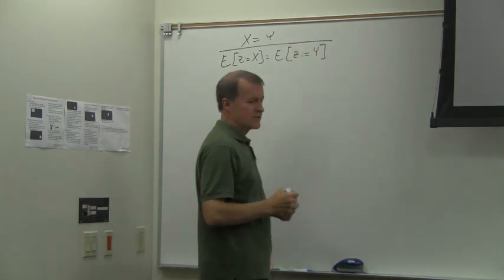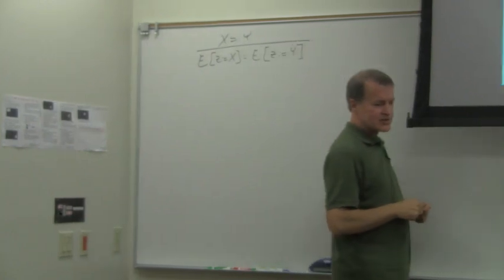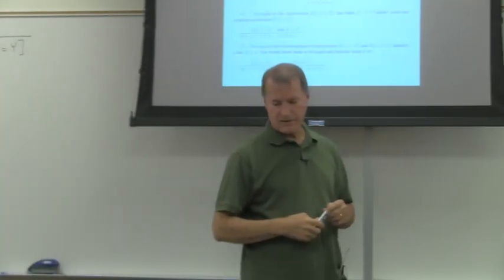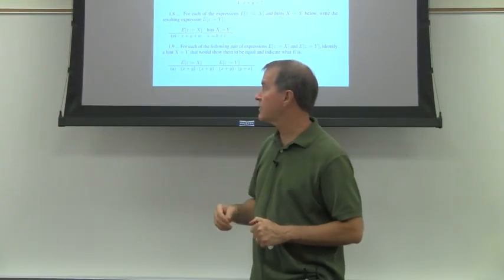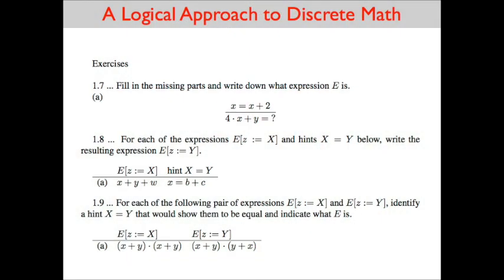Okay, so that's Leibniz. Now, let's take a look at this first question. He has a paragraph of instructions on what to do with this question, but the key question is, fill in the missing parts and write down what expression E is. So we're going to do the solution to 1.7a. And look at what he's given us here.